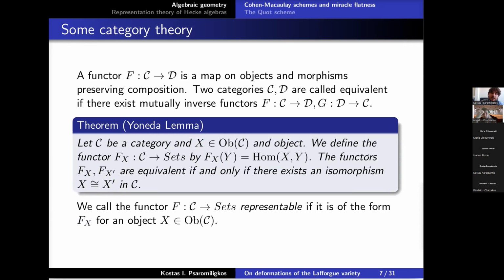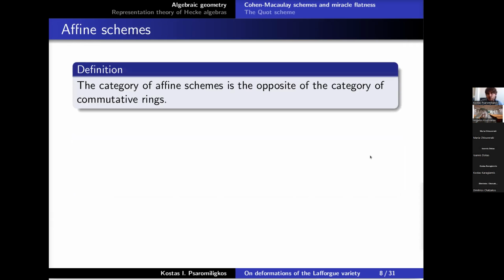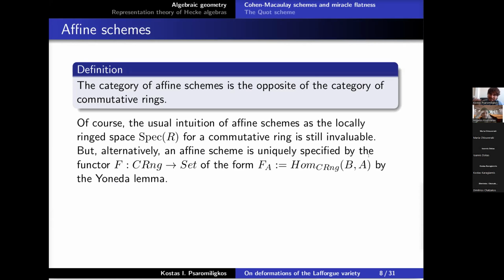In particular, we will define affine schemes as just the opposite of the category of commutative rings. But of course, the usual intuition is that we have the ring of functions and we consider a corresponding space. We should remember that as well. But today I want to give a different viewpoint that is not always emphasized, which is that if we have an affine scheme, we can uniquely determine it from this functor that comes from the Yoneda lemma.